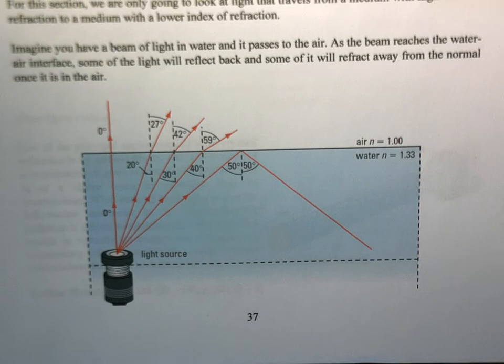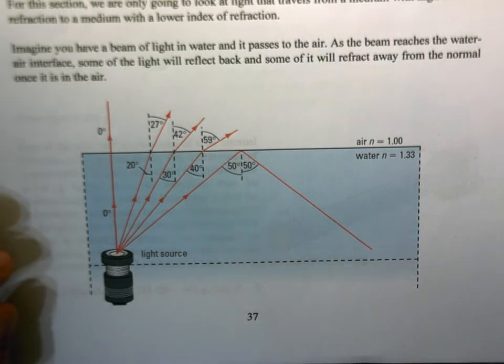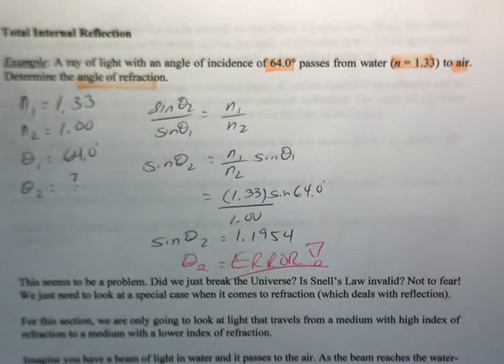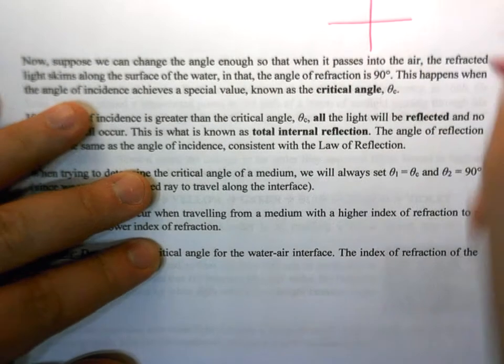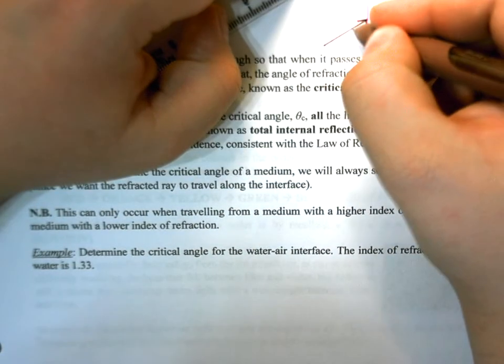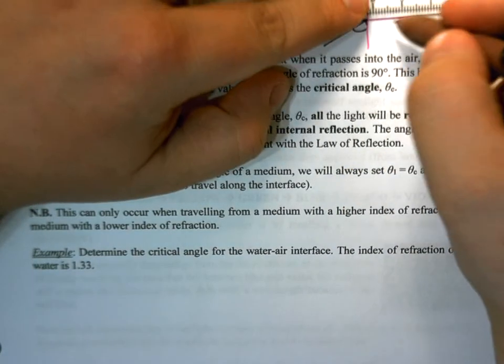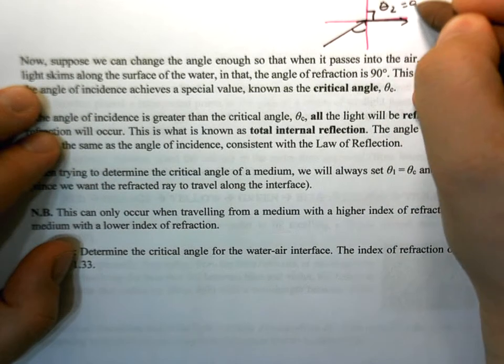Now TIR is a special case and it only applies when we're going from a high index medium to a low index medium. You will not have TIR when you're going from low to high. So what's actually happening here is as we increase that angle, we're increasing that angle of refraction, but eventually we're going to get to a special angle. And let me sketch this on the following page. So eventually we're going to get to this special angle where I'm going to have an angle of incidence such that the refracted ray is going to run parallel with the boundary, or we'd say that the angle of refraction is 90 degrees.